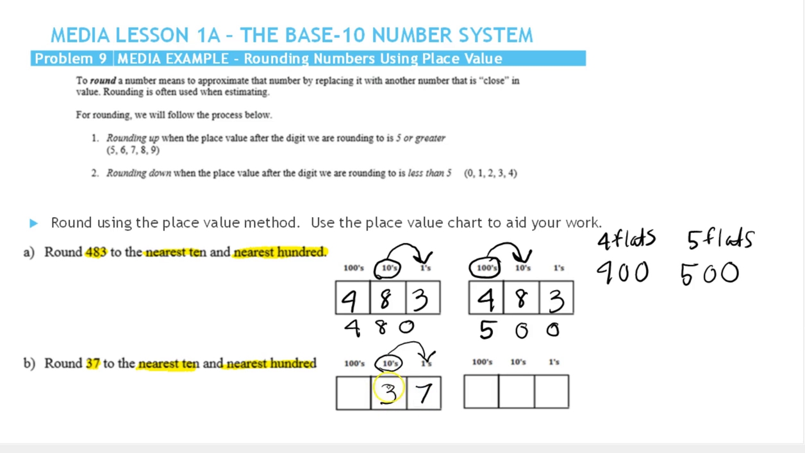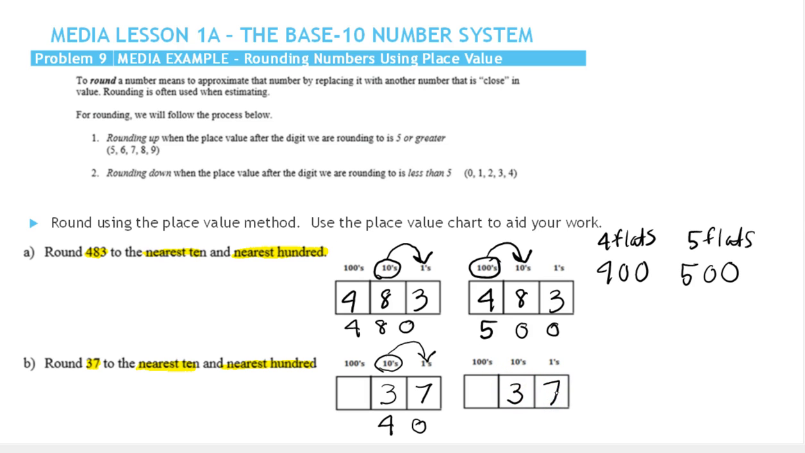Using the process, the digit to the right of the place value we're rounding to is greater than 5. It's actually 7. So that means we add 1 to the place value we're rounding to, and everything after that is 0. So to the nearest 10, 37 is 40. Now let's round to the nearest 100.